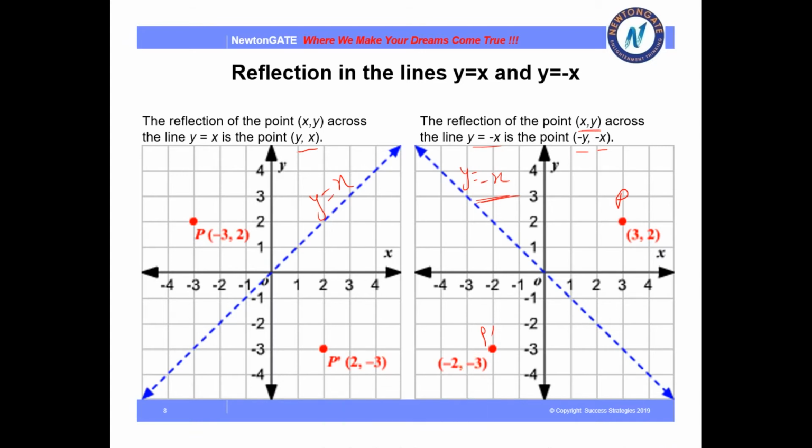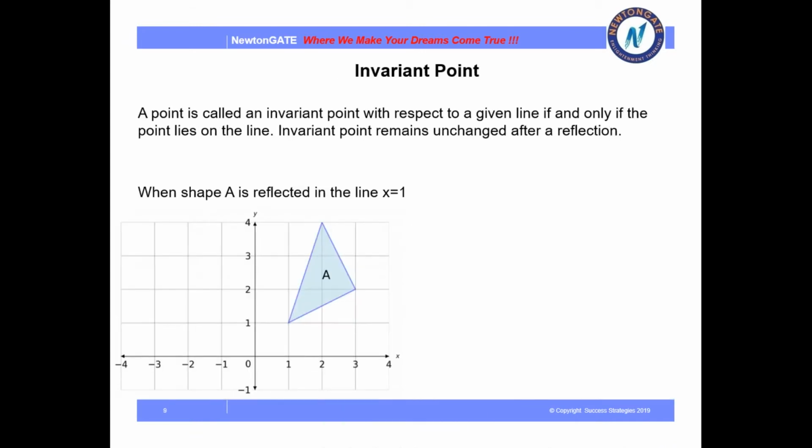Next, we have the invariant point. What is an invariant point? A point is called an invariant point with respect to a given line if and only if the point lies on the line. So if the point lies on the line itself, then we call that point an invariant point. Obviously, that line is the axis of reflection.